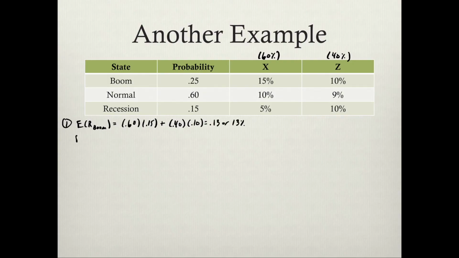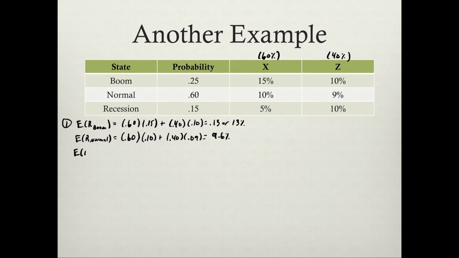Do the same for normal. So what is the expected return in a normal economy? Once again, 60% of our portfolio is in X. X has a 10% return in this scenario. 40% of our portfolio is in Z. Z has a 9% return in this scenario. So the expected return for the portfolio as a whole would be 9.6%. And you can see I've already made the adjustment from decimal to percent form in my final answer.